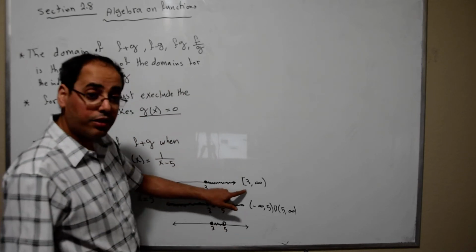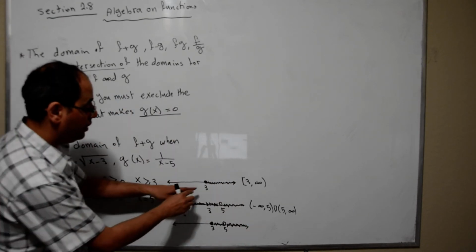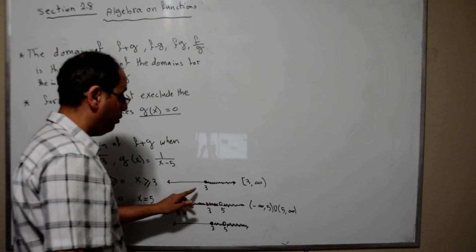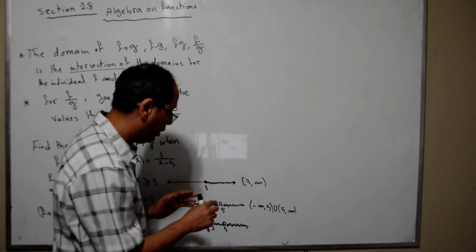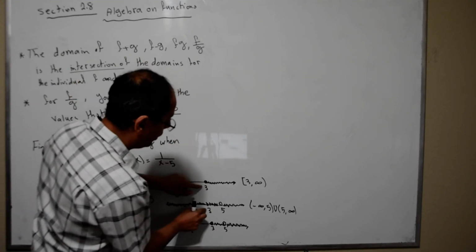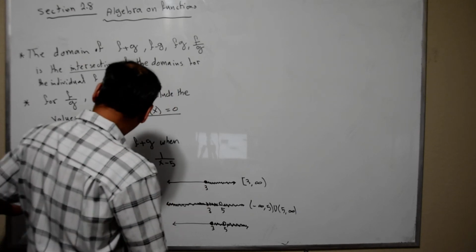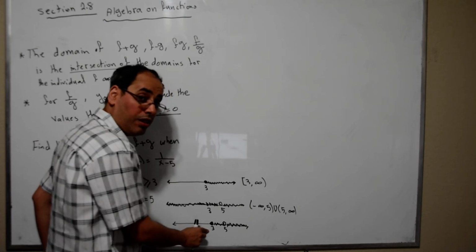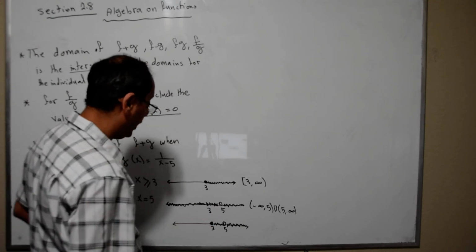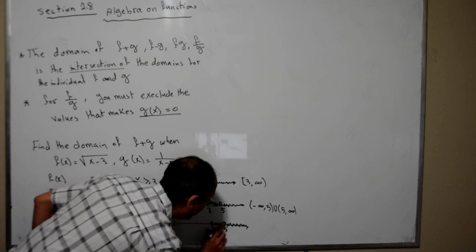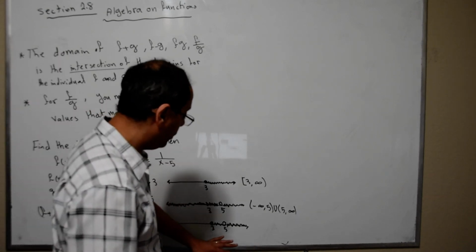Right after 5 is included in both, so I have to include that part. Again, right before 3, f of x is not included, so I cannot include it here because I'm looking for the intersection. And 3 onward is included in both the domain of f and g of x, so that must be included in the intersection. But 5 is skipped in g of x, so I have to skip 5 in the domain of f plus g.